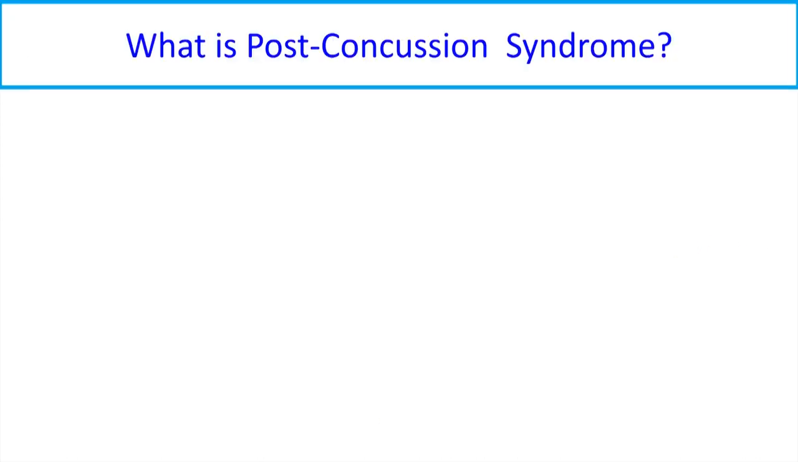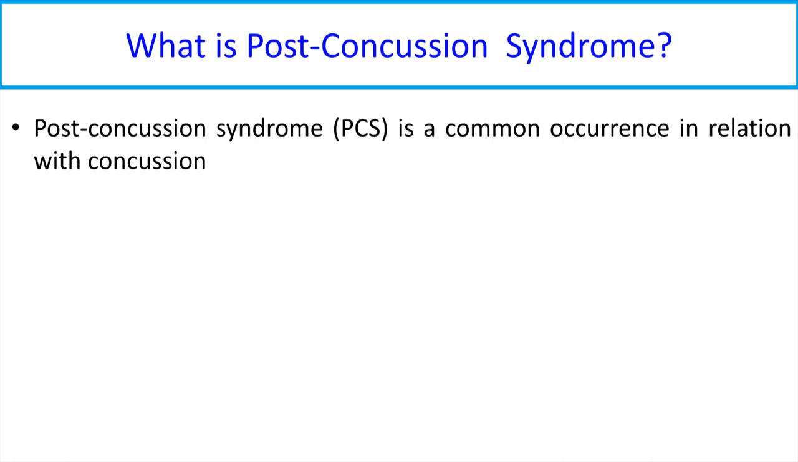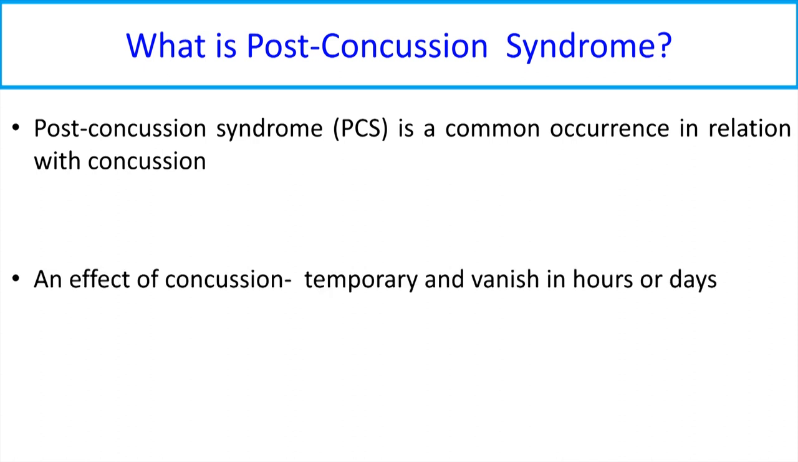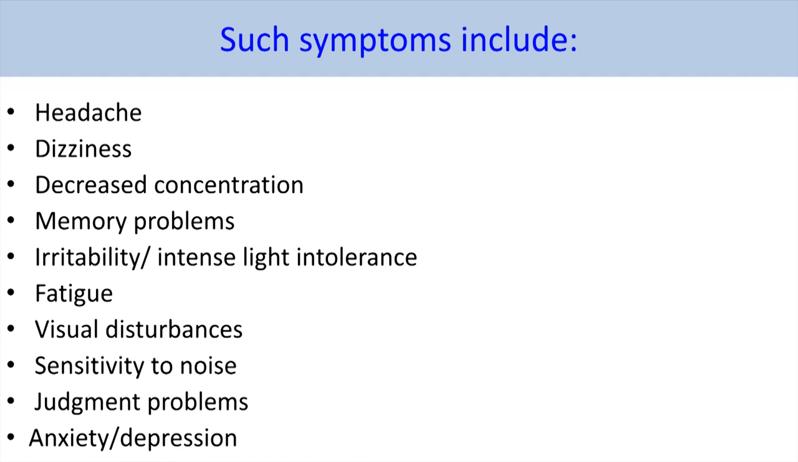What is post-concussion syndrome? It is a common occurrence in relation with concussion. However, it is temporary and usually vanishes in hours or days. These are the features that include a headache, dizziness, decreased concentration, memory problems, irritability, intense light intolerance, fatigue, visual disturbances, sensitivity to noise, judgment problems, anxiety, and depression. These features may or may not be there. That means it is not essential to have post-concussion syndrome to diagnose concussion.